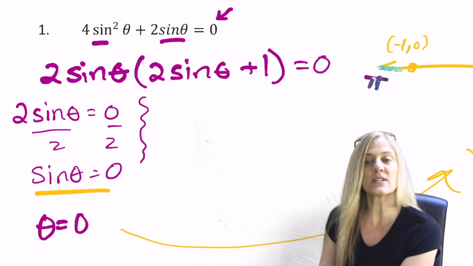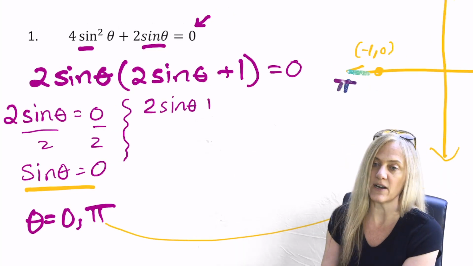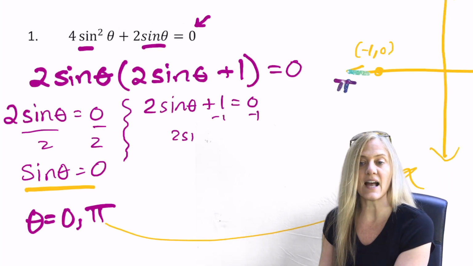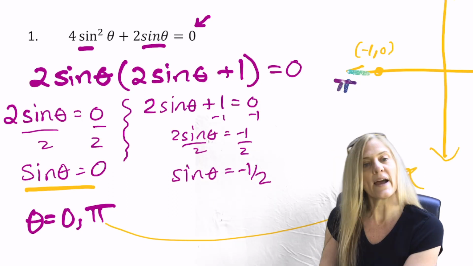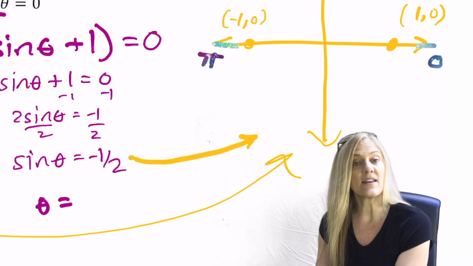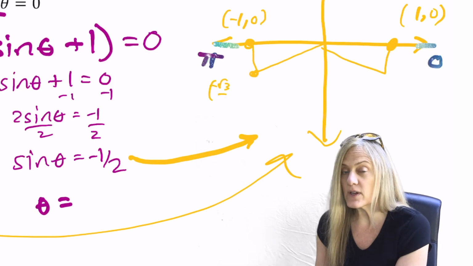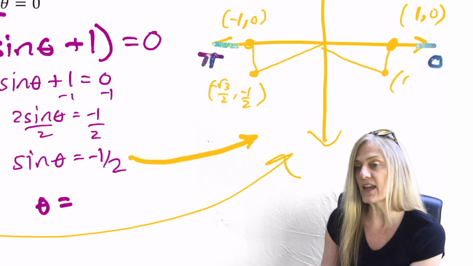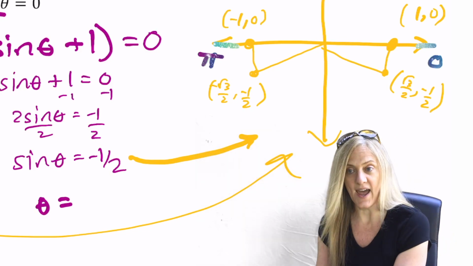Next, I'll solve 2 sine theta plus 1 equals 0. So subtract 1 from both sides, divide out 2, and we get sine theta equals negative 1/2. Where is the y-coordinate negative 1/2? Well, in quadrants 3 and 4. In quadrant 3, we have negative root 3 over 2, negative 1/2. And in quadrant 4, we have root 3 over 2, negative 1/2.